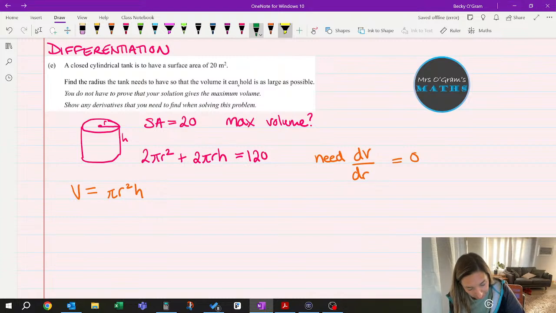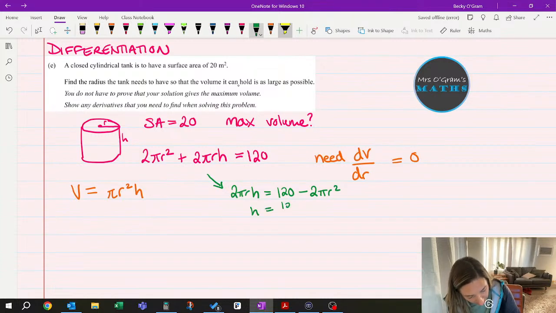So for that, we're going to use this one here. So I'm going to write h in terms of r. Okay, let's start by moving as much away from h as we can so that we can get 120 minus 2 pi r squared. So then h is 120 minus 2 pi r squared all over 2 pi r. So then if we simplify that one, we end up with, what have we got?